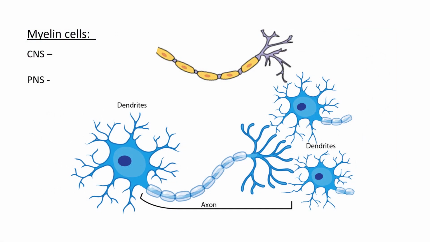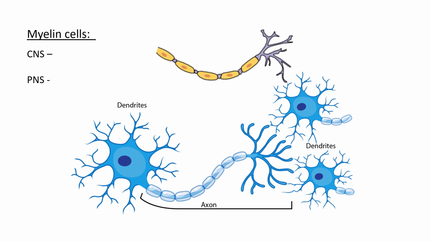So here we have some examples of myelinated axons. The axon is here, and surrounding that axon are these little segments, look like sausages, of myelin. And myelin, again, is that lipid that serves as an insulator.